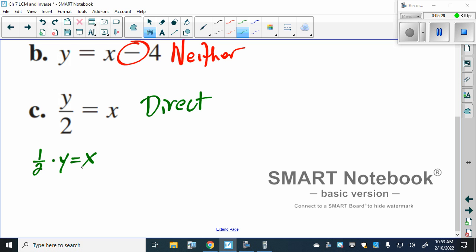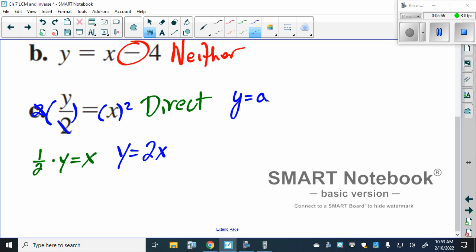The other way we could have looked at it is if we multiplied both sides by 2 to get y by itself. Well, here the 2 and 2 would cancel, telling me y is equal to 2x. Now, if we also looked at all the different versions of direct variation, y is equal to a times x. And our other one is a is equal to y divided by x, or x divided by y.